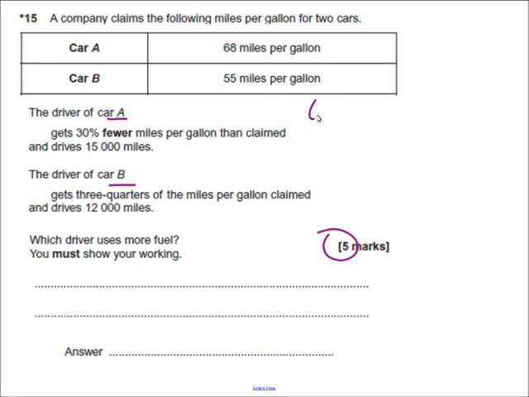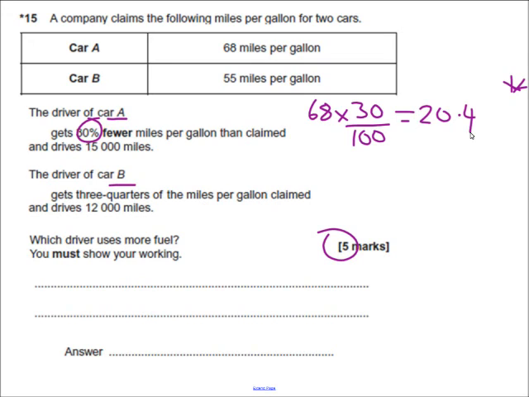It has 68 miles per gallon claimed, but it actually gets 30% fewer miles per gallon. So we need to multiply that by 30%, which is 30 over 100. And that will give us our reduction. So 68 times 30 divided by 100, again, always use your calculator, don't take a chance, gives us a value of 20.4 miles per gallon.